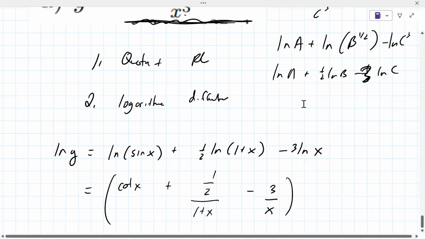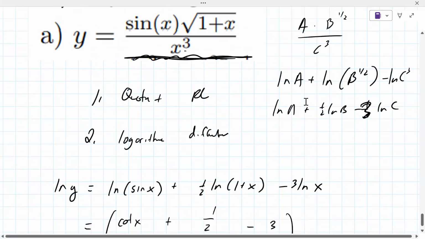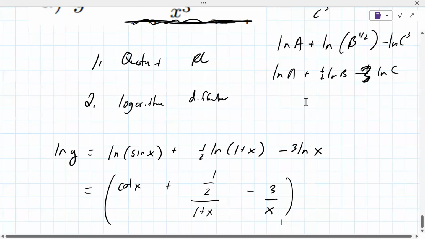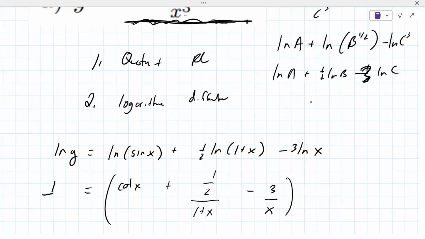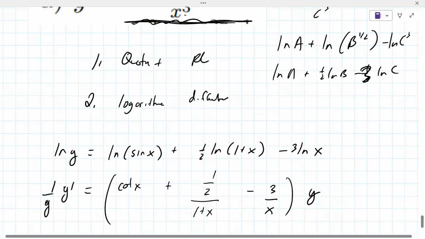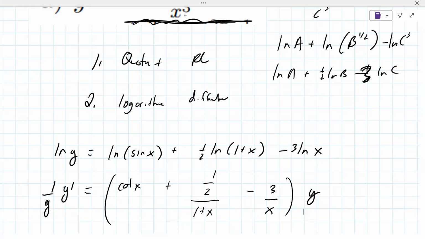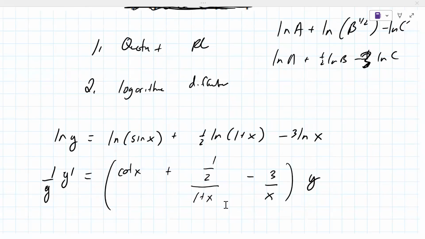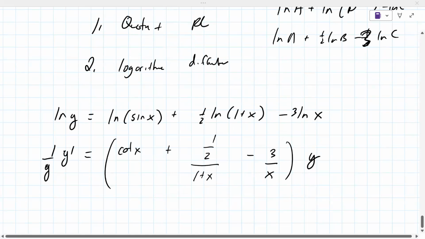What about the times... This is 1 over y, times y prime, so it's just times y. Oh, okay. Do I have to simplify that, do you think? No, that's good. That was the whole point of this.